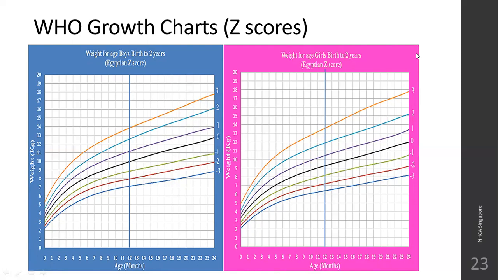Height and weight have two different growth charts. For girls and boys, you have different growth charts. BMI growth chart is also given. Arm circumference chart is also given. You can refer to that. Okay. For girls and boys, you have different indices.